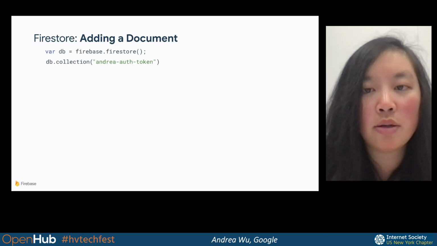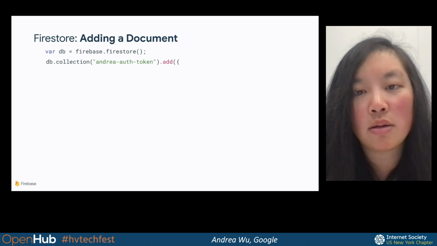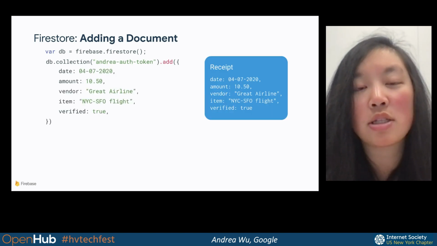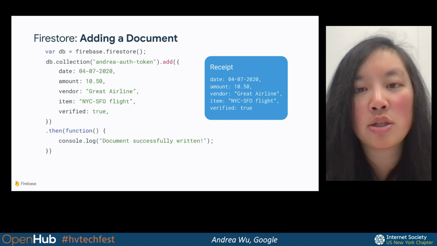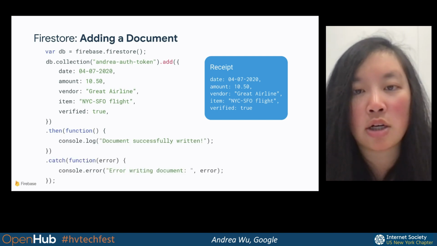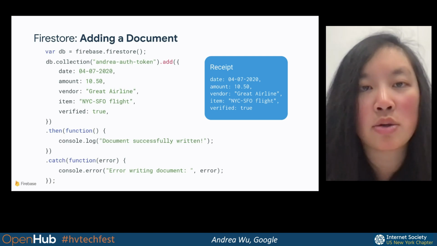To create a document, we need to use the add method. What are we adding in this case? Well, we want to add the key value pairs that we see in this receipt. When the document is successfully added, we can do something with that. And when there's an error, we can handle it as well. In Firebase Firestore, this is what it's going to look like.